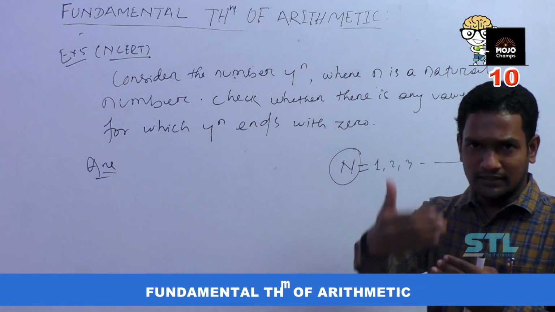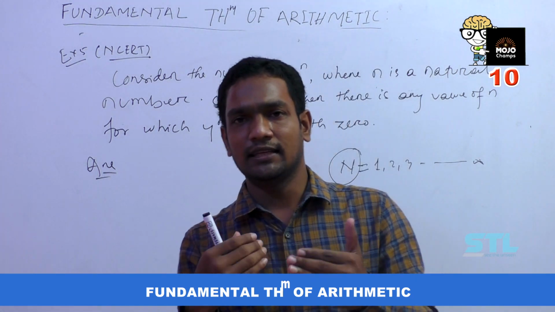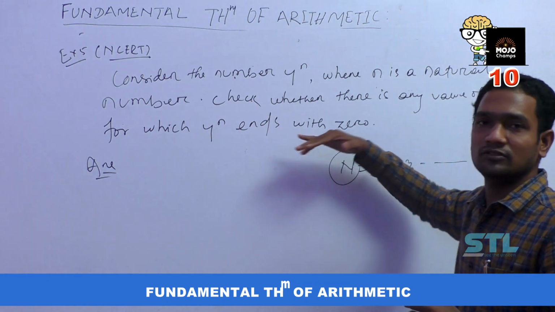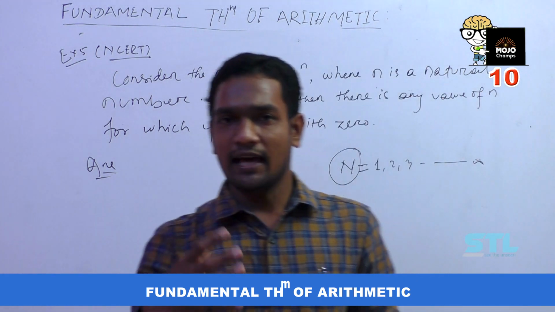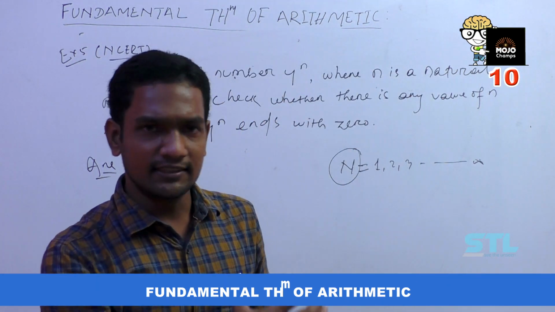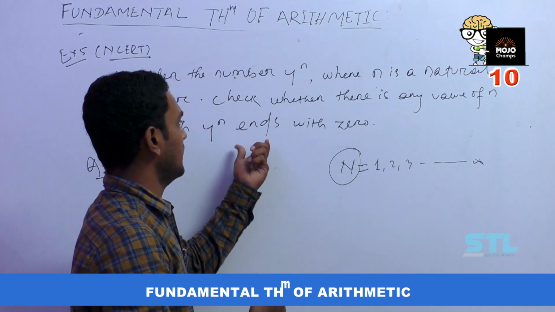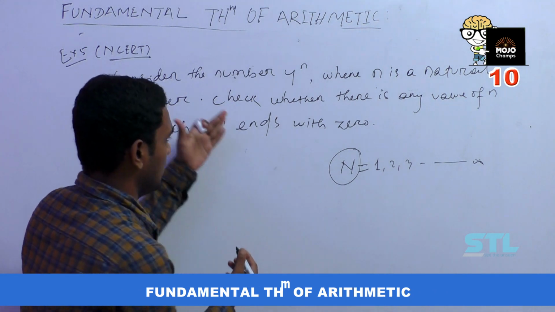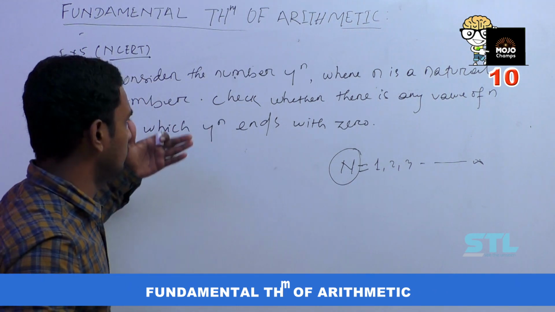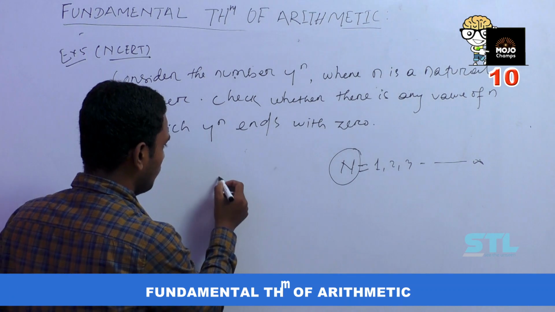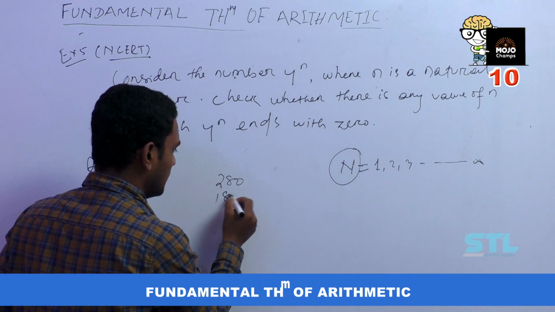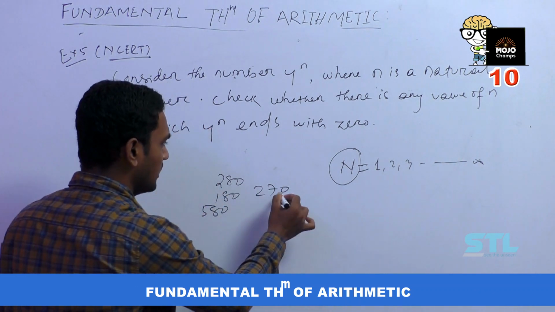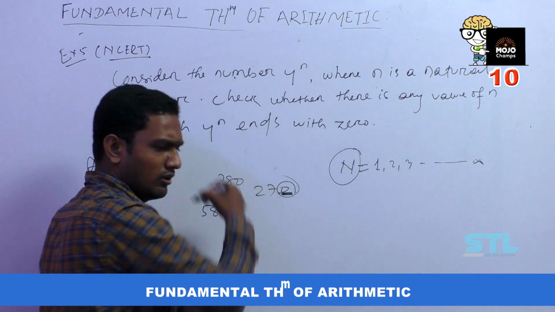Okay, he is asking us whether there exists any value of n for which 4 to the power n ends with 0. That means when I find the value of 4 to the power n, it would come out as 280 or 180 or 580 or 270, whatever, ending with 0.